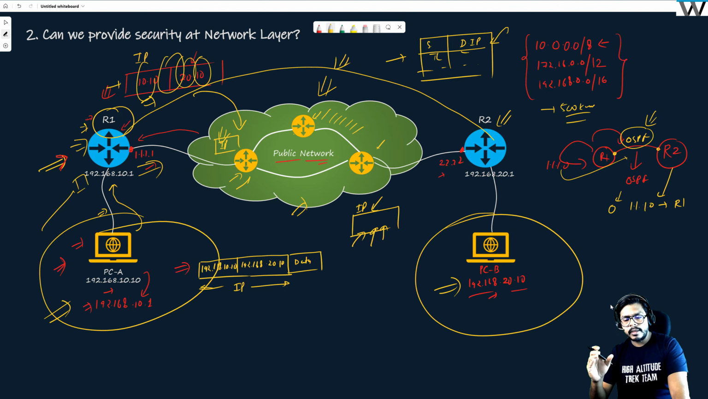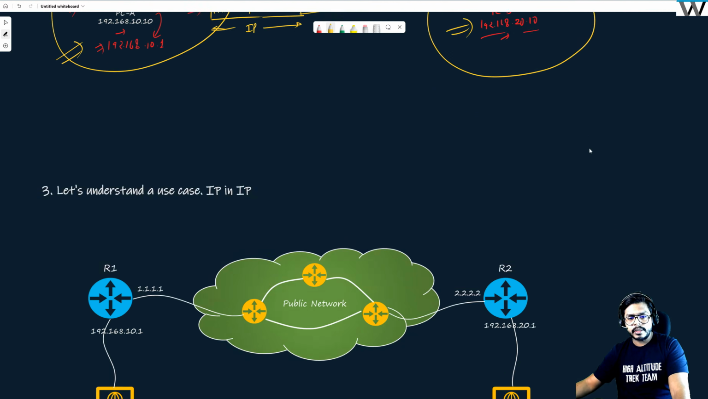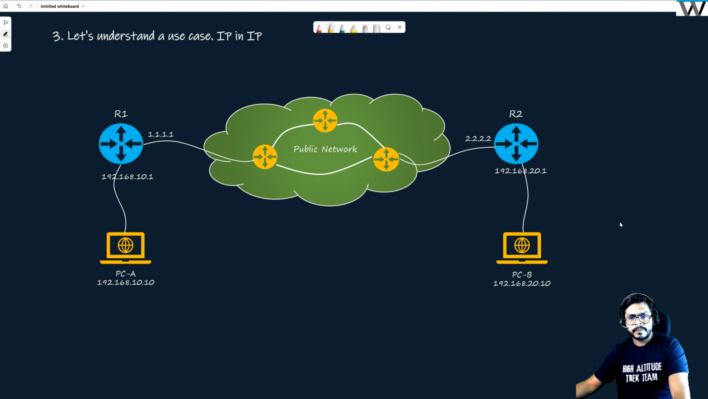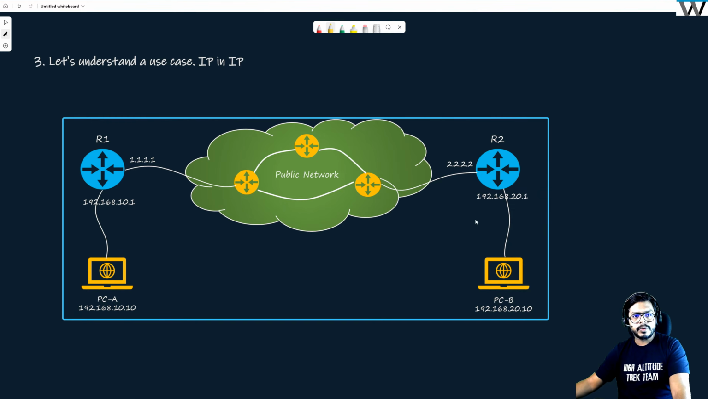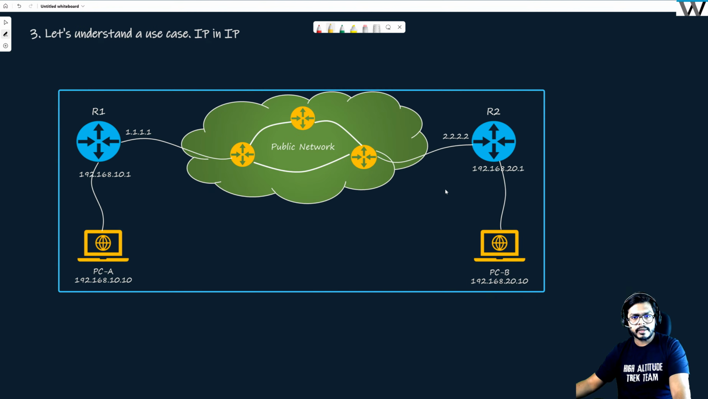Now we are thinking at lower levels: can we provide the same kind of security which we had in TLS and SSL? So let's have a look at how and what they thought of, which is going to be a pretty interesting thing. And I am going to explain to you the concept of tunneling here.